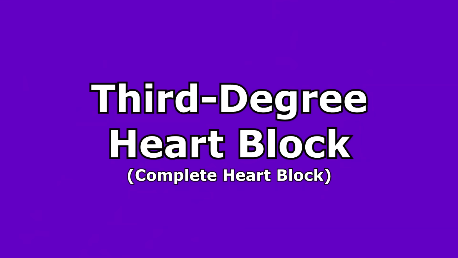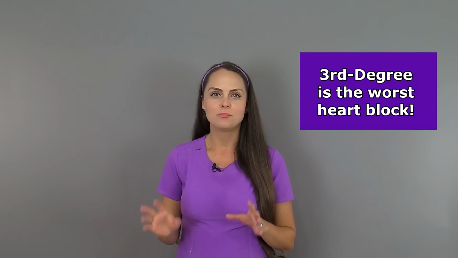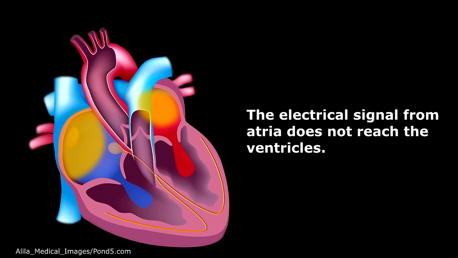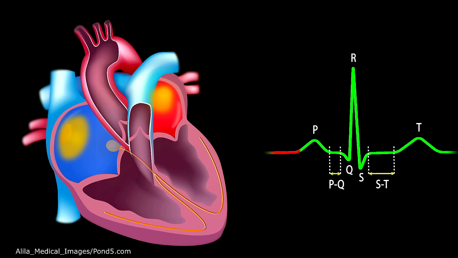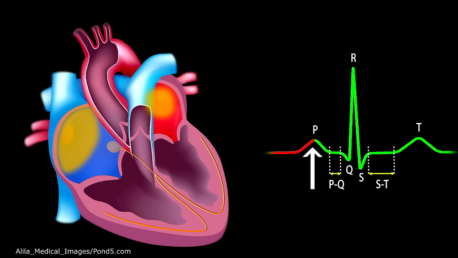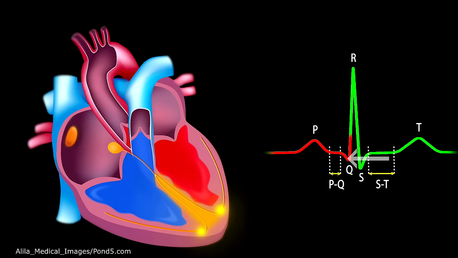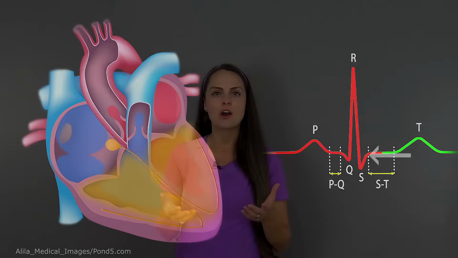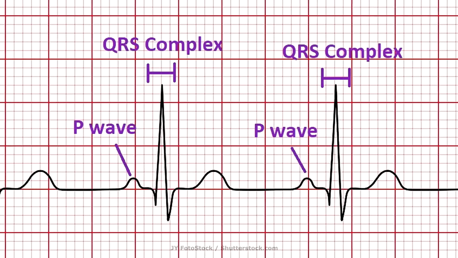Now, lastly, let's look at complete heart blocks, also known as third-degree heart blocks. This type of heart block is the worst of all blocks. And the reason it's occurring is because the electrical signal from the atria isn't making it to the ventricles. Because normally, remember, whenever the atria contract, it creates the P wave. And then right after that, we have ventricular contraction, which creates the QRS complex. So on an EKG strip, you should have P wave, QRS complex, P wave, QRS complex.